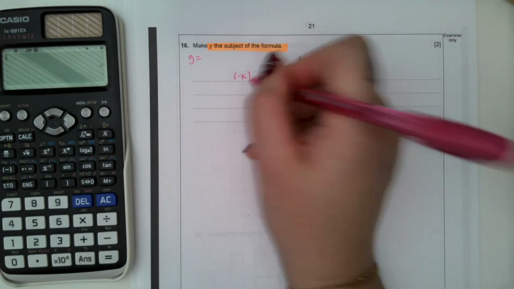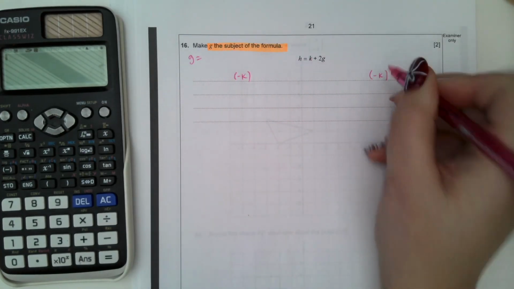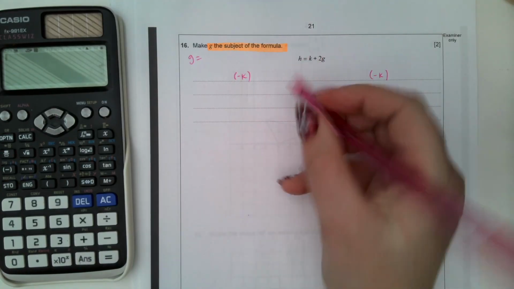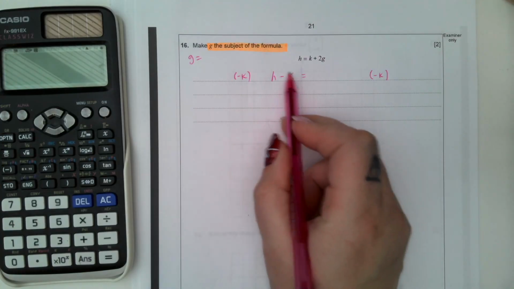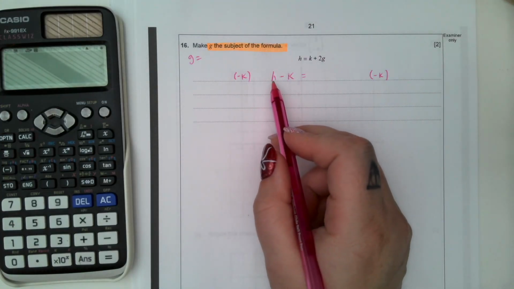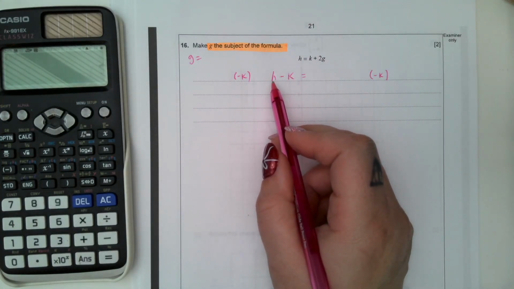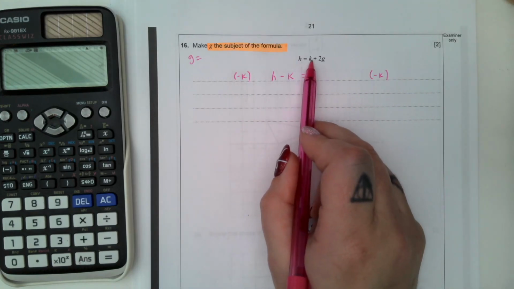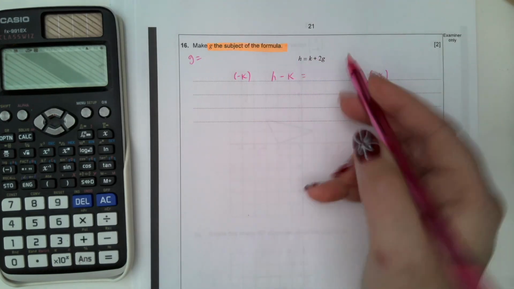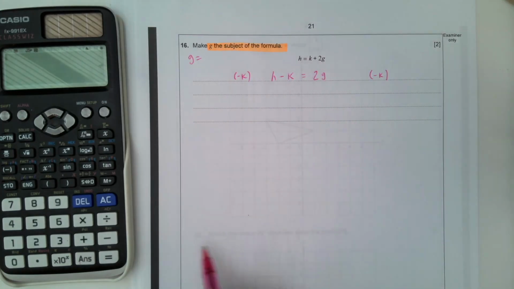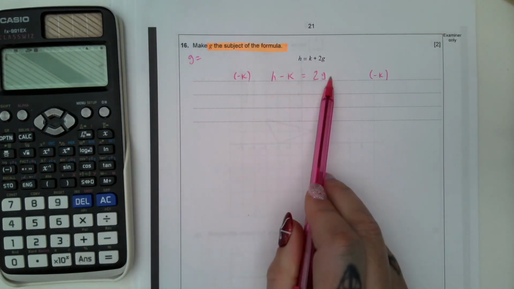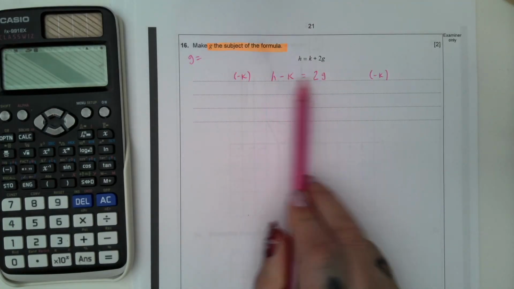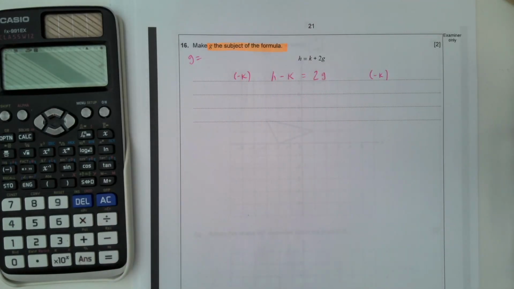So I'm going to start by subtracting K from both sides. So when I subtract K from the left-hand side, it's H subtract K. I simply write it because I don't know the value of H and K, so I can't calculate it. And then when I subtract K from this side, it eliminates K and leaves me with 2G. I'm aiming to get G on its own here. It doesn't matter which side the subject is on, so I'm okay with G being on the right hand side.